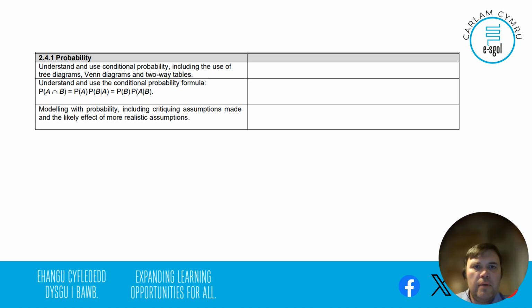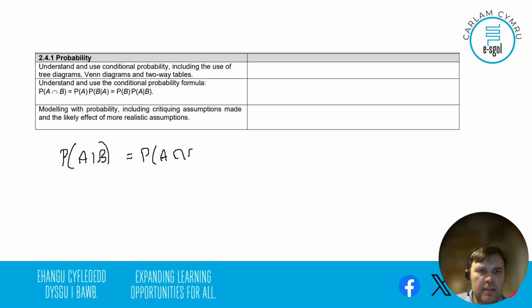So if we start it, and as I said, the way I would probably write it is the probability of A given B is equal to the probability of A and B over the probability of B.